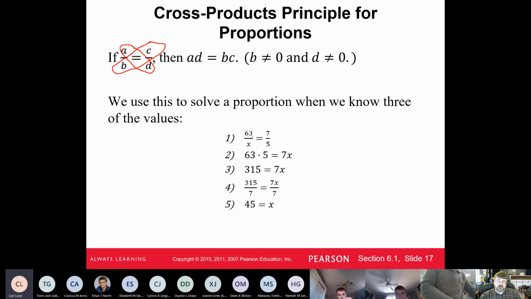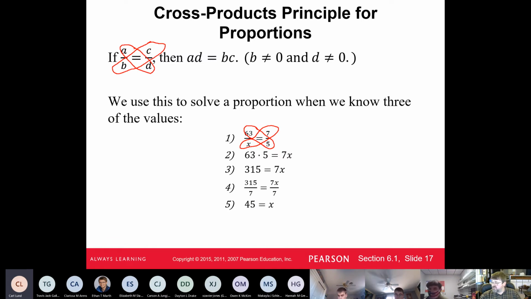So in this example here, we have the proportion 63 over x equals 7 over 5. And so we see that 63 times 5 equals 7 times x. Again, we go from top left to bottom right, and then we go from bottom left to top right. And it really doesn't matter which one you multiply first. So 63 times 5 is 315. 315 equals 7x. So 315 divided by 7 equals 7x divided by 7. So we divide both sides by 7, we get 45 equals x.